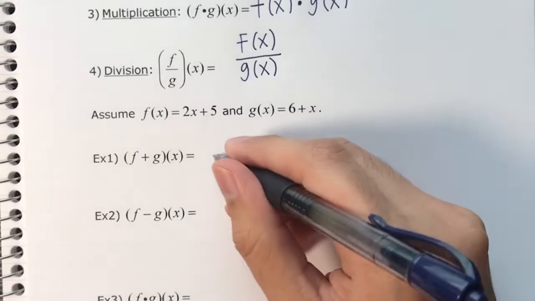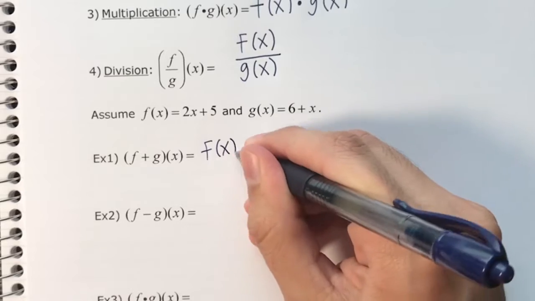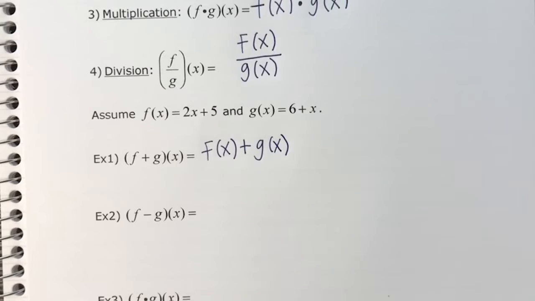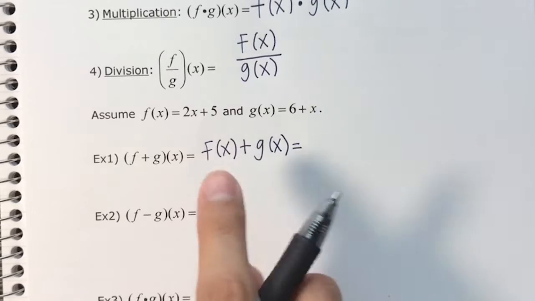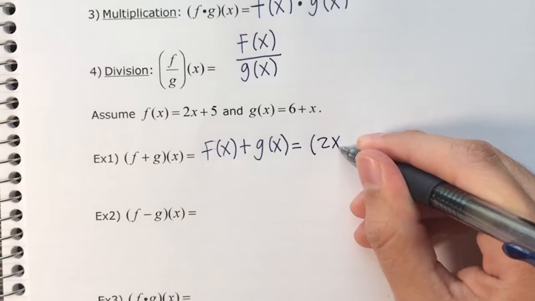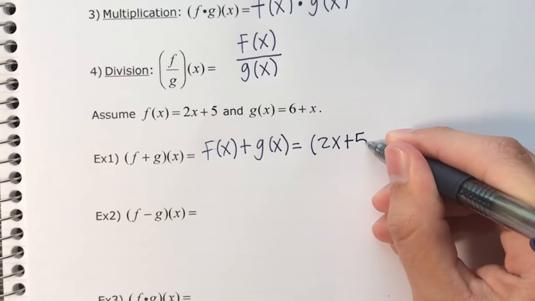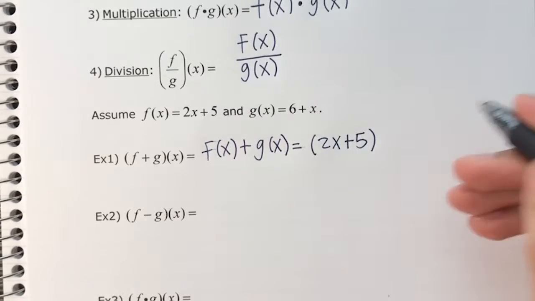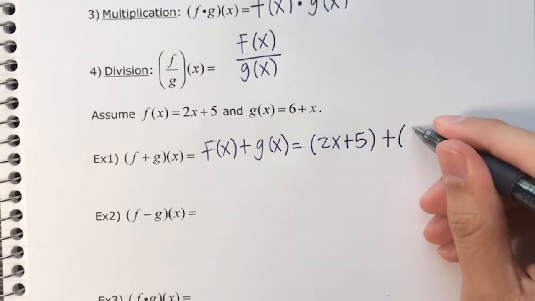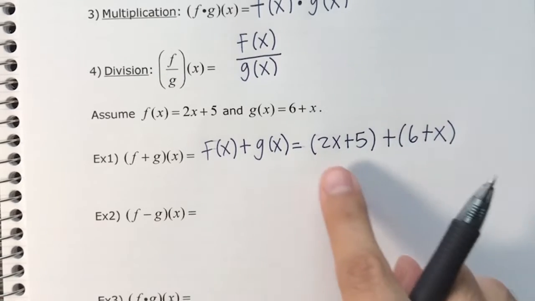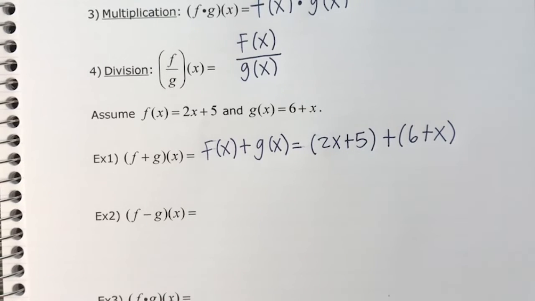Again, let's write down the formula. F of x plus g of x. What is f of x? F of x is 2x plus 5. So 2x plus 5. What is g of x? G of x is 6 plus x, plus parentheses 6 plus x. I put these parentheses because I want to show that we're substituting.